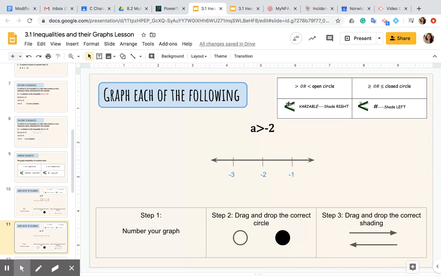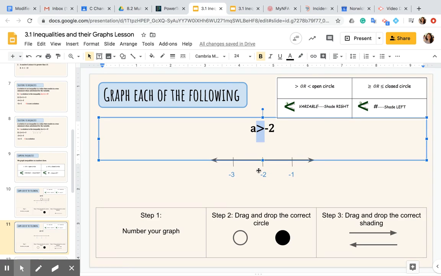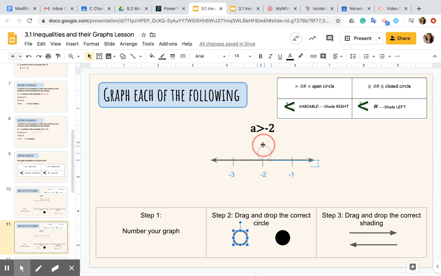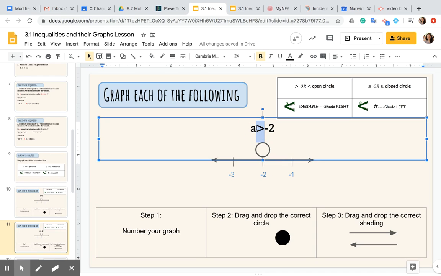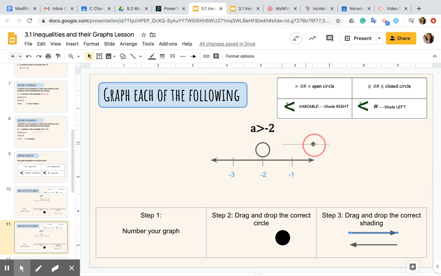I've numbered my graph. Next, I have to determine what type of circle to use, open or closed. That means I look at the symbol. It does not have a bar underneath. That means I use an open circle above my number. Now I need to determine which direction to shade. Do I shade to the right or the left? It depends on which one the inequality is eating. Well, the inequality is eating the variable. That means that if it's eating the variable, I shade to the right. So I want to take the arrow that's pointing to the right and connect it to my circle here. Done.